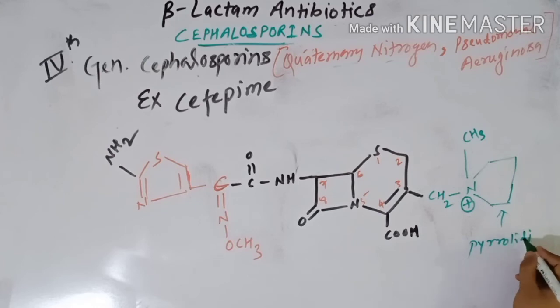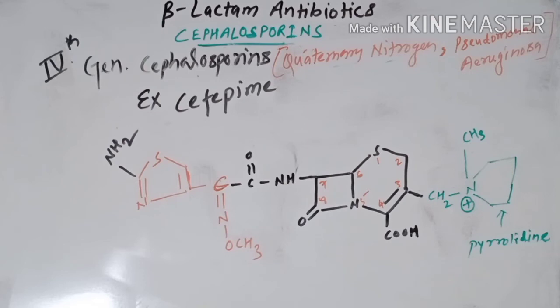Pyrrolidine, the saturated derivative of pyrrole. We have already covered all these heterocyclic nuclei in our first lecture of medicinal chemistry. So this is your fourth generation cephalosporin. Now we will move on to the next class.